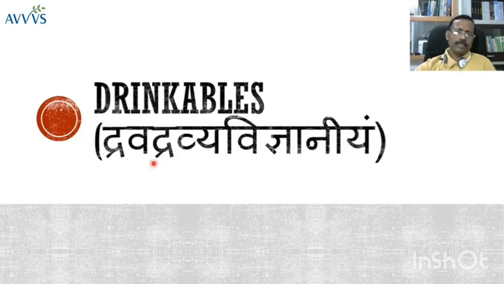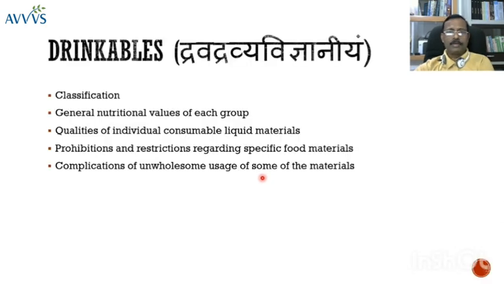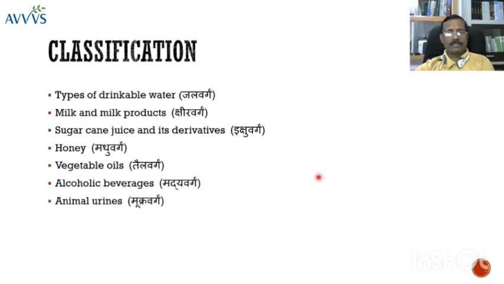So first will be Dravadravya Vijnaniyam, or drinkables or liquid food items. The description goes with the classification of items, then general nutrition values of each group, and qualities of individual consumable liquid materials, prohibitions and restrictions regarding specific food materials like curd and all. Curd and its related items, for example honey, curd, and even liquor, have some sort of restrictions while using, and complications of unwholesome usage of some of the materials also are mentioned in this chapter.